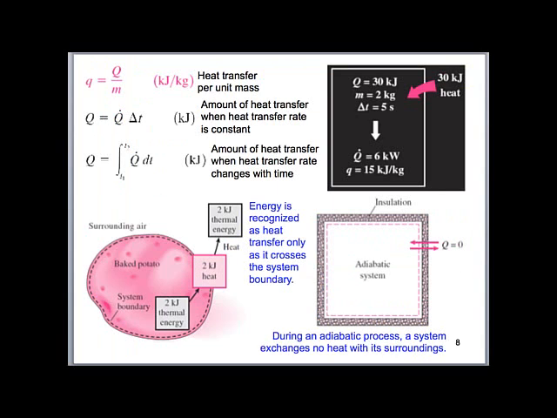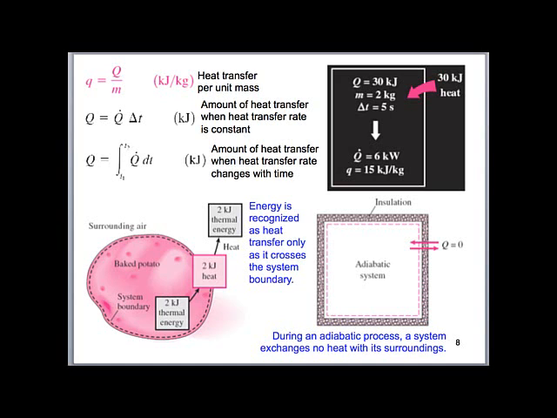Now, the units of heat transfer may be expressed, if we're talking about the rate or per unit time, we'll be talking about watts or kilowatts. Otherwise, we'll be talking about joules or kilojoules. And this can be expressed per unit mass. So here we have kilojoules per kilogram, which may be a common expression for us to use.